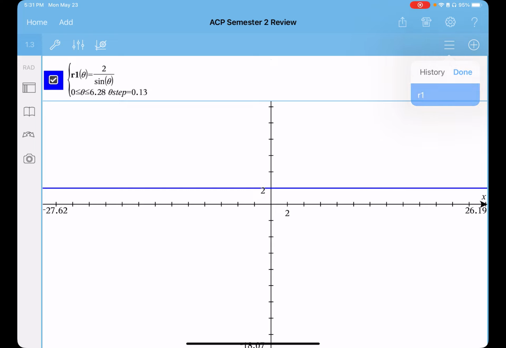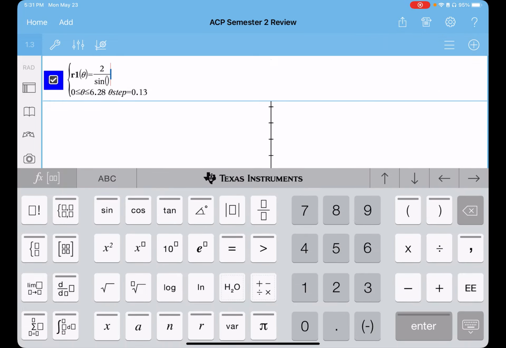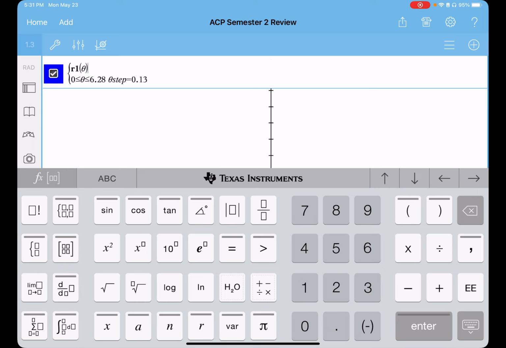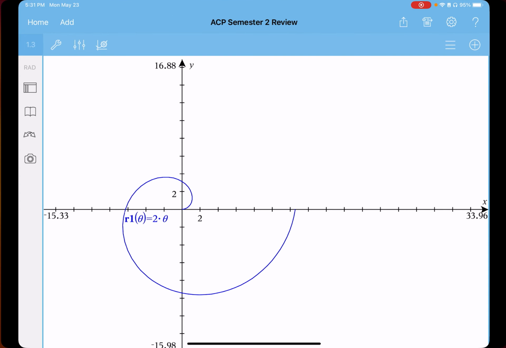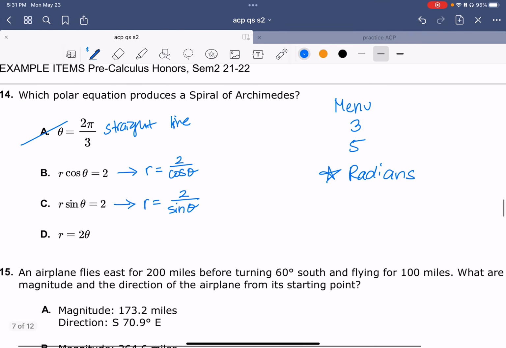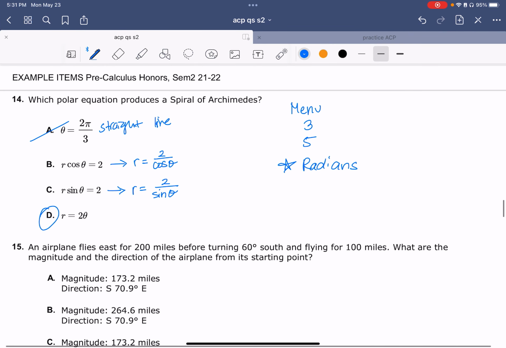Okay, let me erase all of this. And now we're going to put, dang, where's the equals? Oh, now we're going to put 2 theta, which is the last answer choice. And as you can see, you get a spiral. D will be the correct answer for number 14.